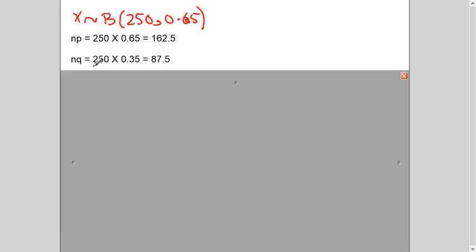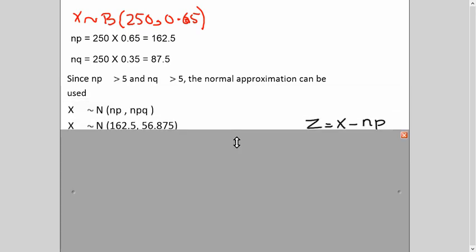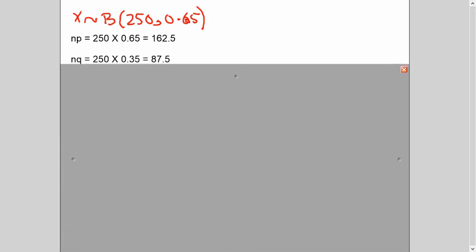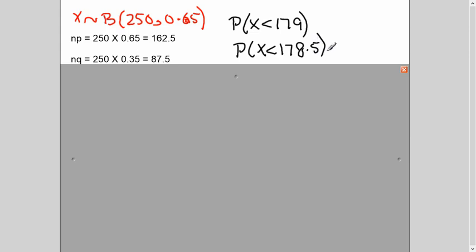The question was saying probability of x less than 179. Let me write it here. So it was saying less than 179, and when we change it after continuity correction, it became x less than 178.5. Now, because we are using a suitable approximation, we have to check the condition, and the condition was NP greater than 5 and NQ greater than 5.